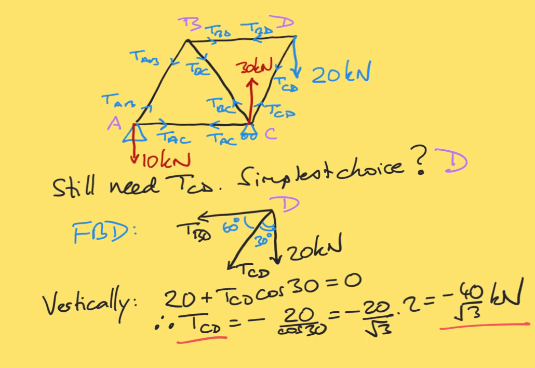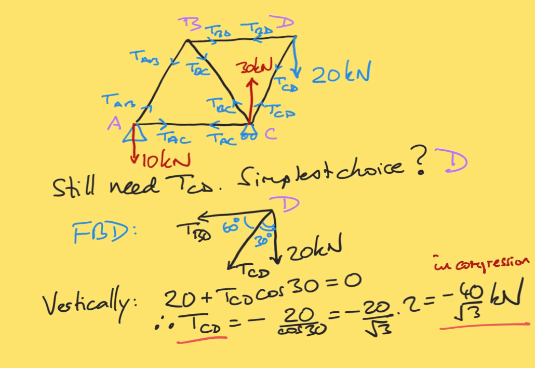So the simplest thing, I think, is just to look at the vertical forces. So we have 20 acting straight down, and we have plus, because this is downwards at the moment, TCD times the cosine of 30, this angle here, and that's got to be 0. Looking at the sum of these two things tells you TCD is going to be negative, so this is going to be in compression, and we just rearrange it. TCD works out to be minus 40 over root 3 kilonewtons, and that is in compression.